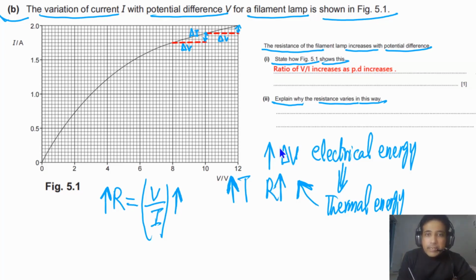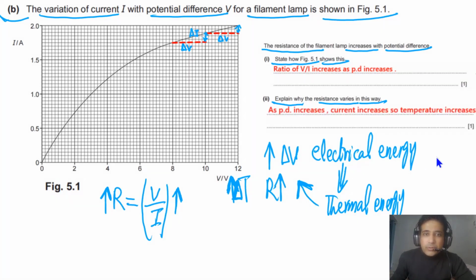Explain why. Greater delta V across the resistor means that greater electrical energy is converted into thermal energy. So if greater electrical energy is converted into thermal energy, the resistance of the resistor will increase, or a better way to say it is: more thermal energy means there is a big change in temperature, and if there is a big change in temperature, resistance will increase more. So that's the reason when potential difference across the resistor increases, the resistance of the resistor increases, because temperature increases. If you write down these points, you will get 1 mark. So this is how you can write down your answer.